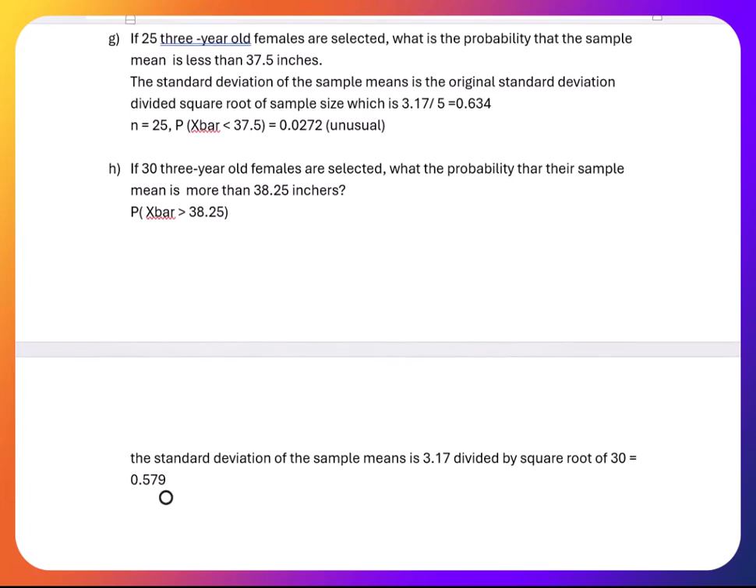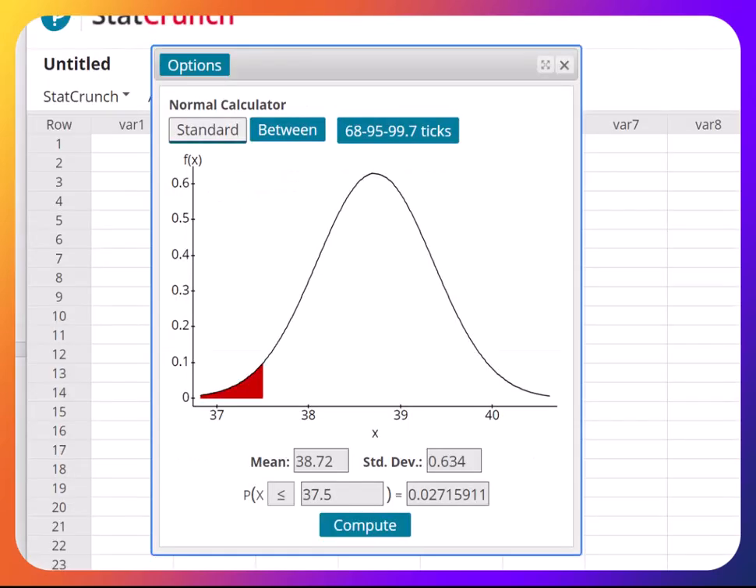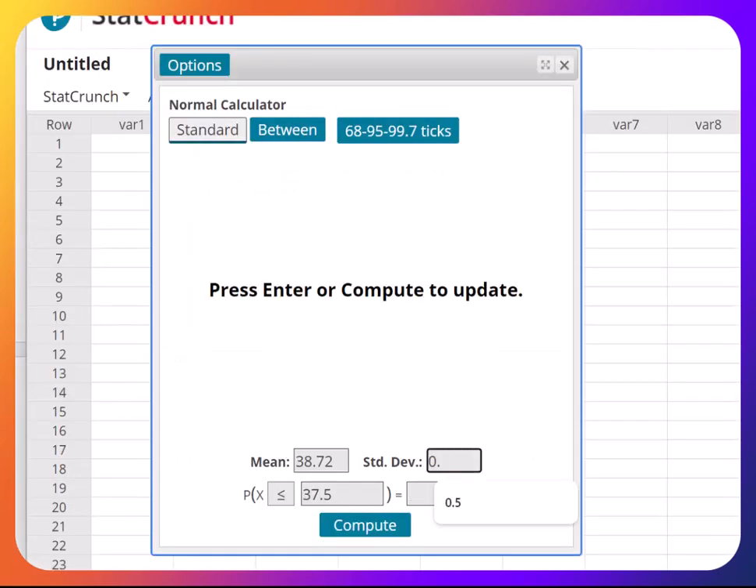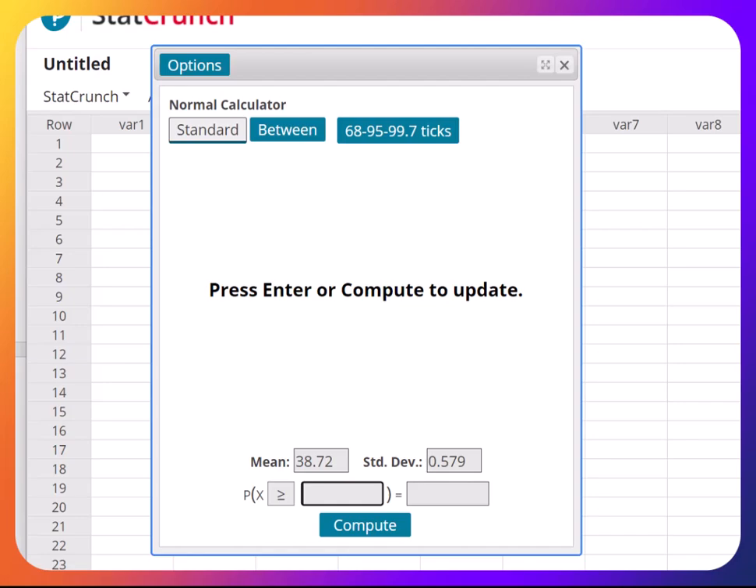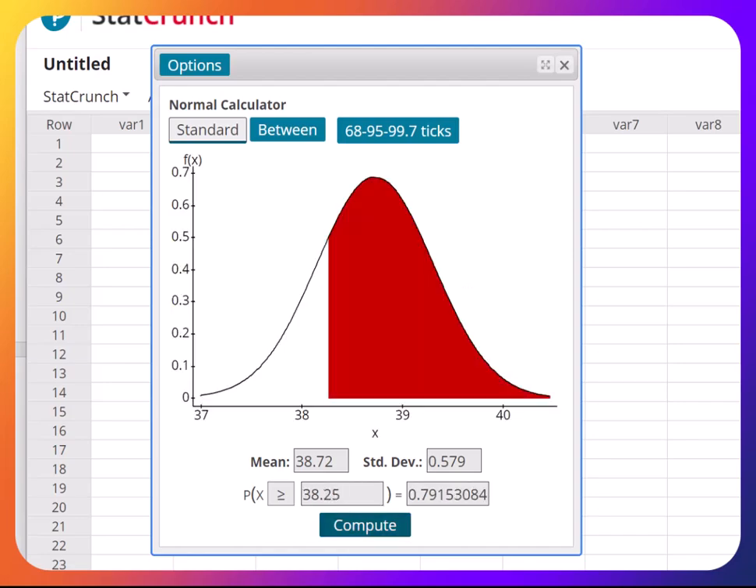All right. And now let's see the probability of X bar greater than 38.25. I need to input this new standard deviation, 0.579, and greater than 38.25. Compute, and here's the answer. 0.7915.